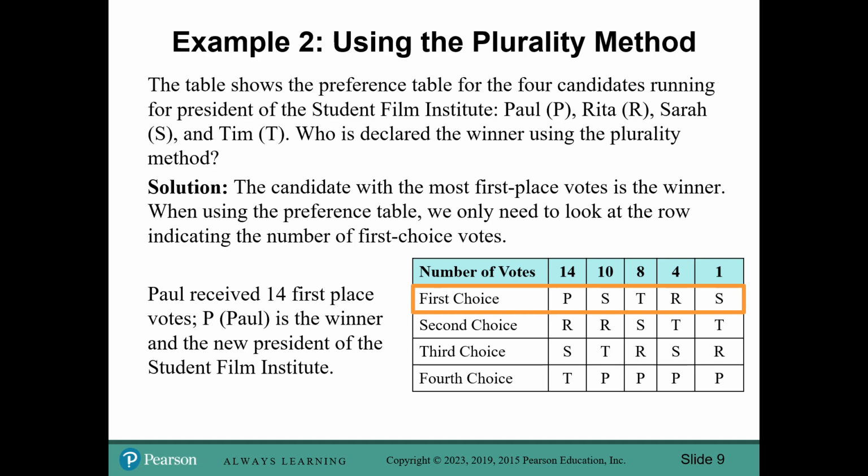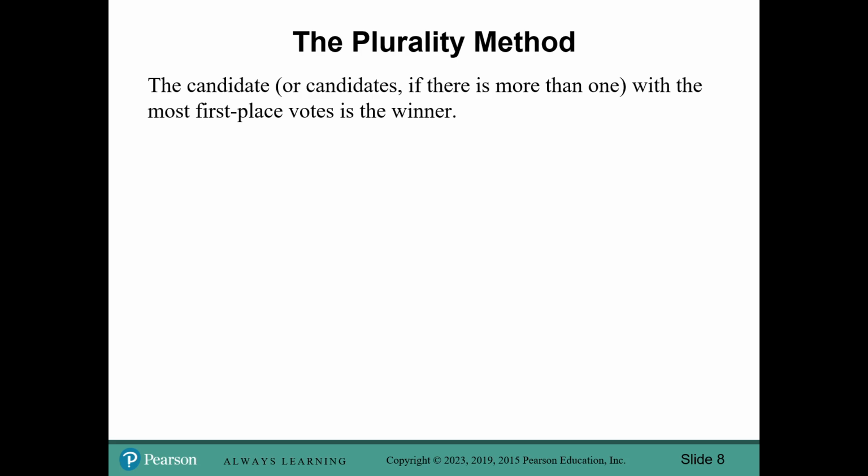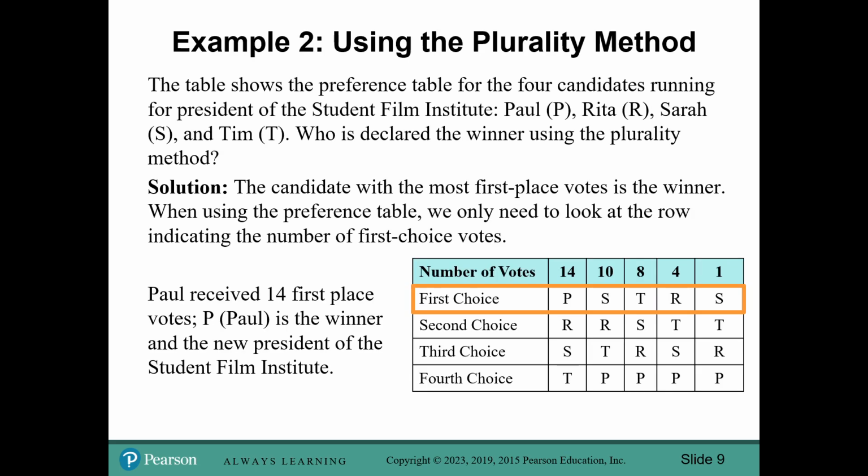Now, how are we going to determine this? Well, the plurality method, as we just stated with the definition, is the winner is the one who gets the most first place votes. Okay, so all we have to do is look at our table here, look at the first choice, and see who got the most first choice votes.